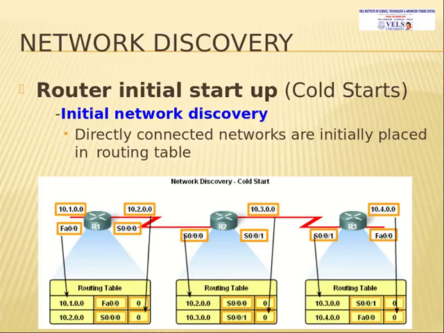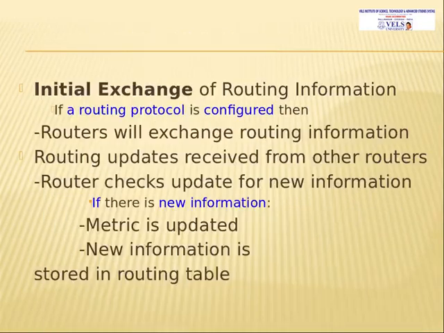Directly connected networks are initially placed in this routing table. Whatever router is connected with direct contact to the network, that will be updated in the routing table. This is the first initial stage of the routing protocol. Next is the initial exchange of routing information after getting that direct contact information.